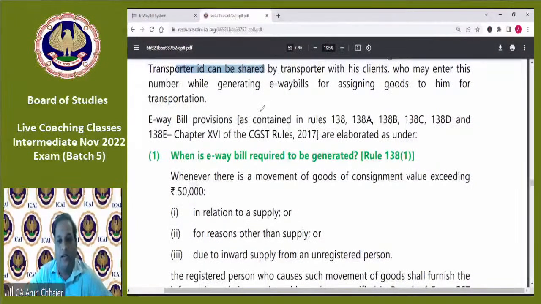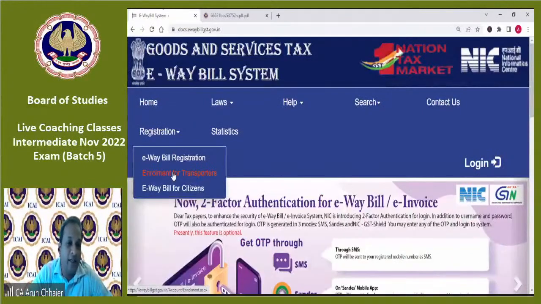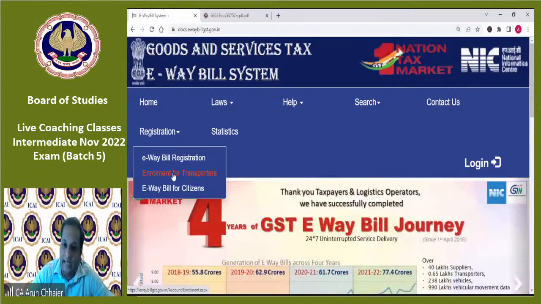If the transporter is not registered, then he will use the option of enrollment of the transporter. If he is registered, then he will definitely have the GST number, so that GST number can be shared with their client. If not registered, then the transporter will enroll on the e-way bill website to generate the transporter ID. There is an option of registration and a second option of enrollment for transporter. That number would be given to the client.